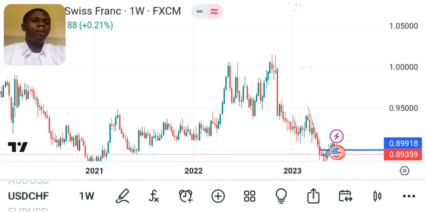Now, market structure is so important in the life of every forex trader, because why? It tells you what to do and what not to do.